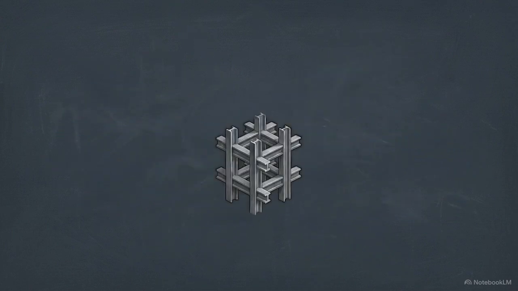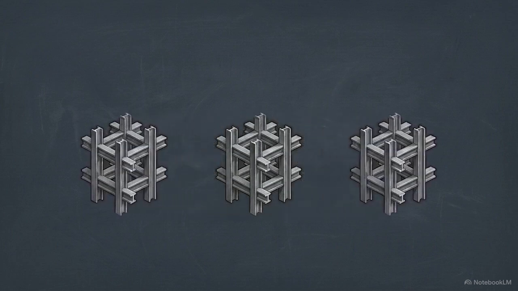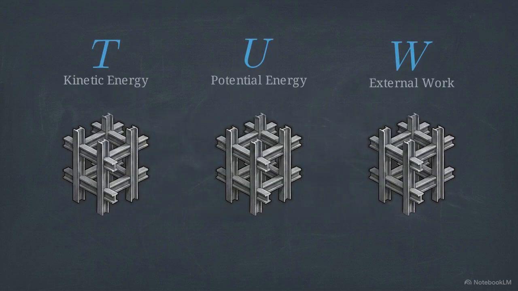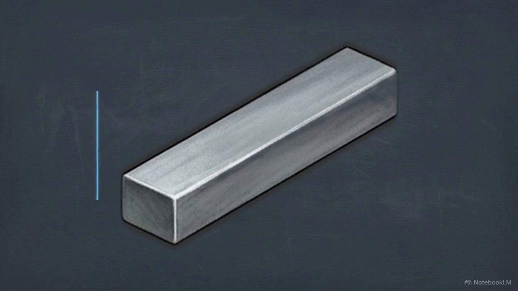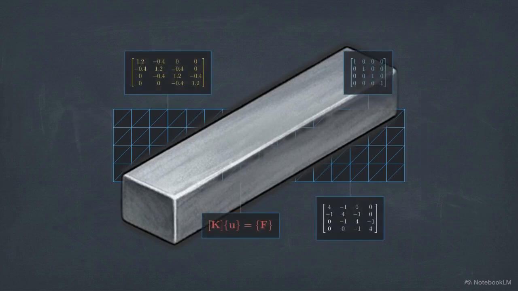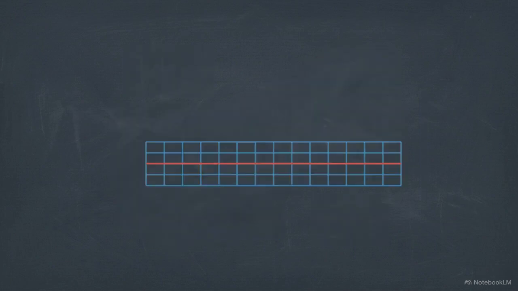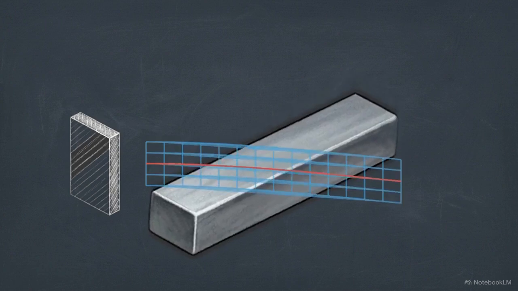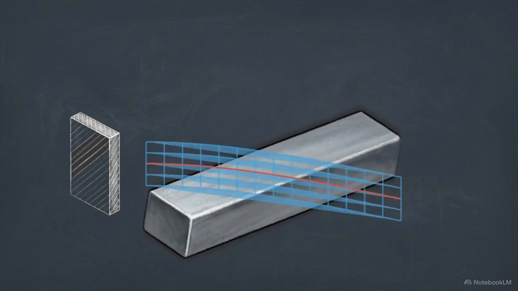To use this tool, we must first categorize a structure's state into three distinct, measurable energy components. This provides the mathematical bridge needed to map the physical behavior of continuous materials into the discrete algebraic systems required by FEA. Consider a continuous structure, like a cantilever beam, subjected to a dynamic moving load.